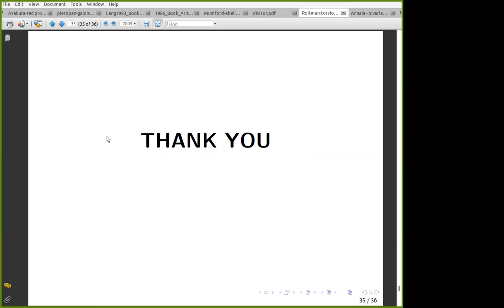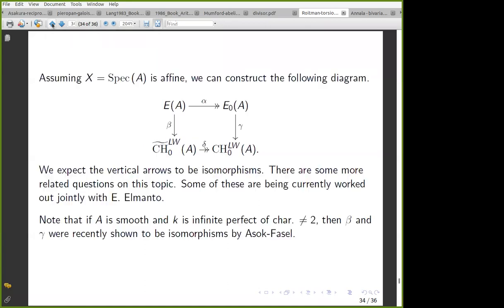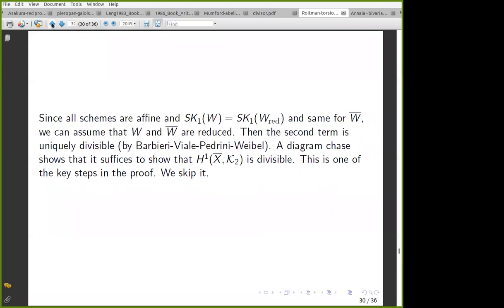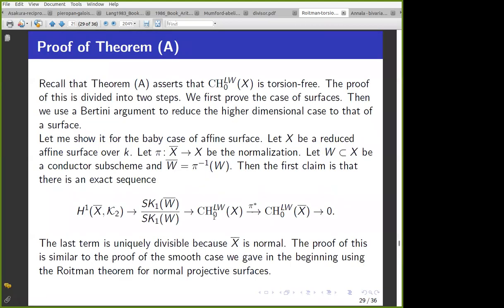Amalendu, do you have some sort of an analog of that Mayer-Vietoris sequence for Chow groups that we have for Chow-Witt groups? The Roitman torsion for Chow-Witt groups? The one where you had H1 of X with K2 going to the SK1 quotient going to Chow 0. Yes. You mean whether something like that holds for the Chow group you're asking? Okay, let me go back to that.